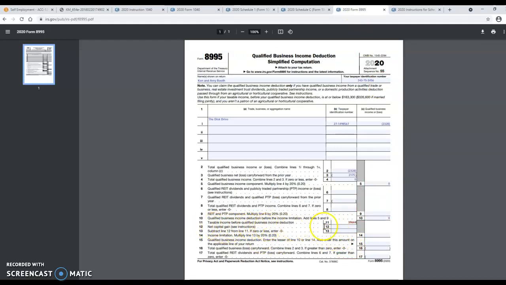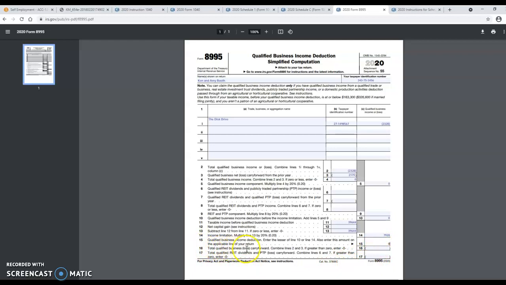Line 12, net capital gain, we don't have any of that. So line 13 is also 39,644. Line 14, we can multiply that times 20%. That's 7,928. Line 15, enter the lesser of 10 or 14. So 10 is 0, 7,928 is 14, and so the lesser of those is 0. Enter this amount on the applicable line of your return.